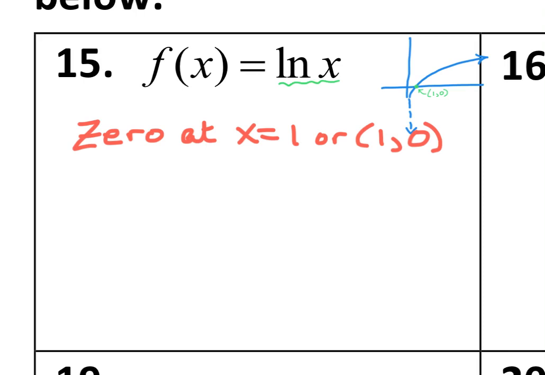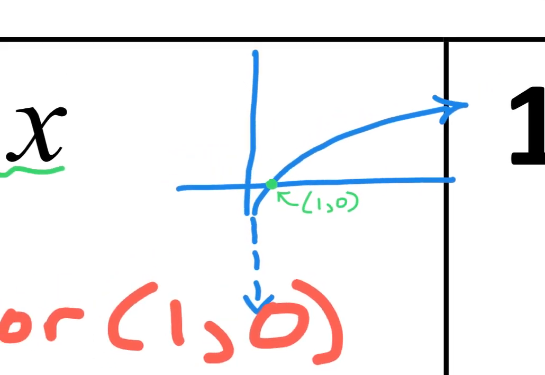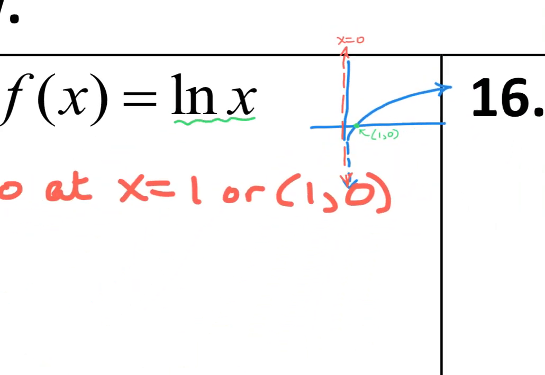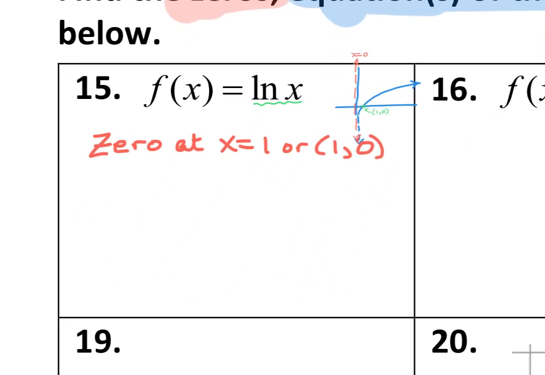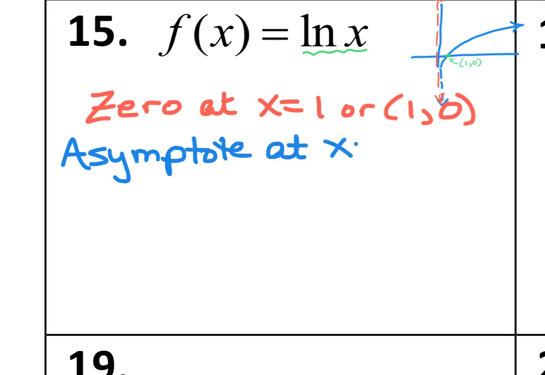Then all of the parent graphs of logarithmic functions have a vertical asymptote at x equals 0. And so the next question you're asked is about asymptotes. And so you have an asymptote at x equals 0.